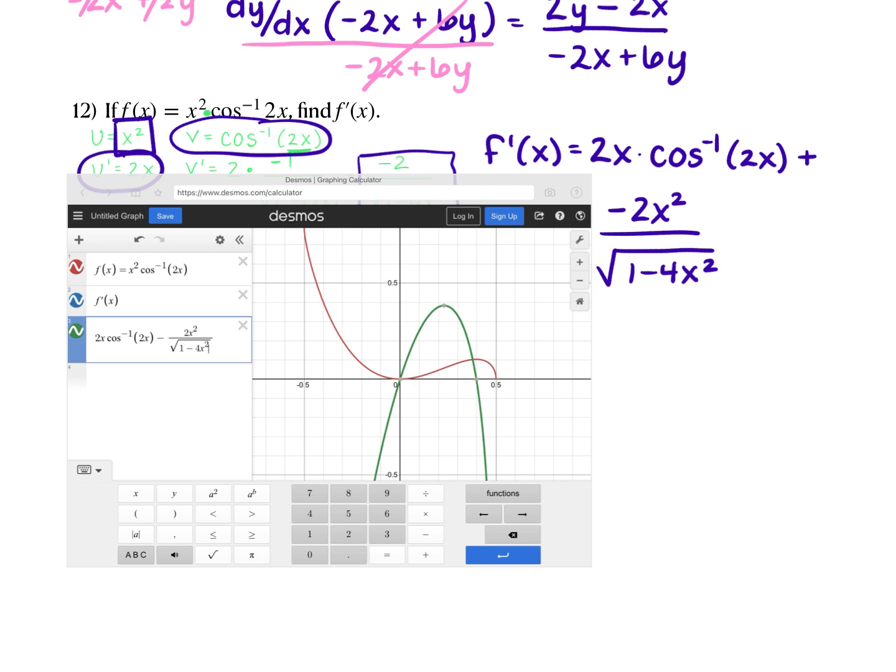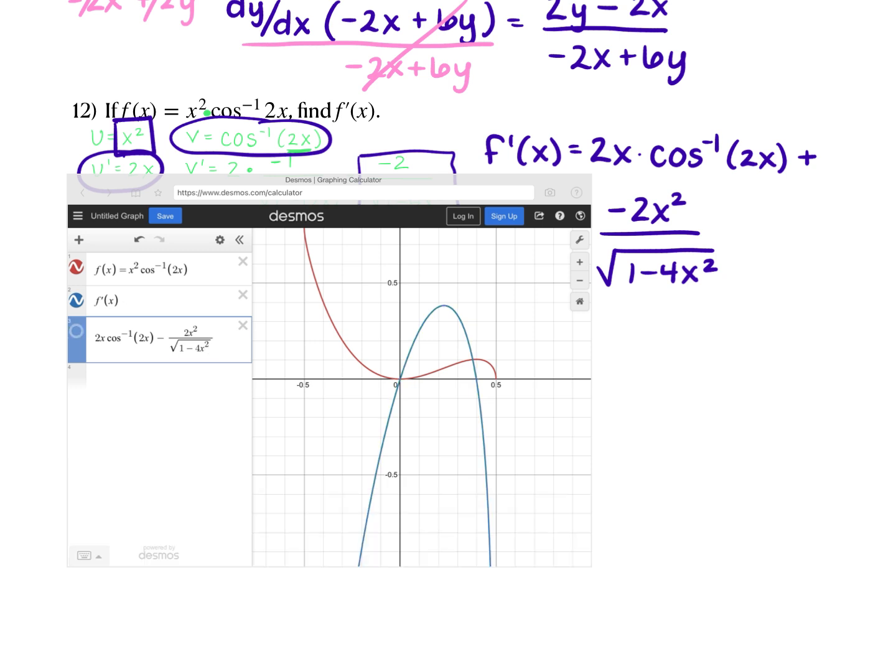So notice this green one lays right on top of the blue one. So I'm kind of turning the green one on and off right now. The green and the blue graphs are exactly the same. So that's how you can check your answer to a derivative question. You can't get Desmos to tell you an answer like this. But once you have an answer, you can use this f prime to check it, right? You can check and see if they line up the same.